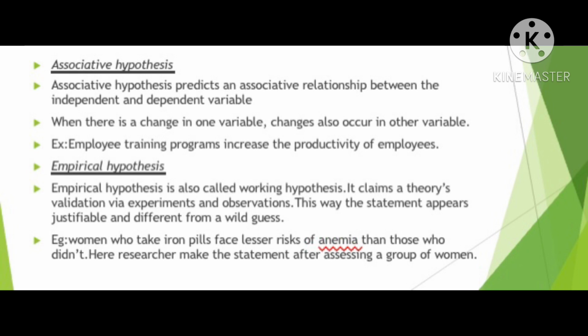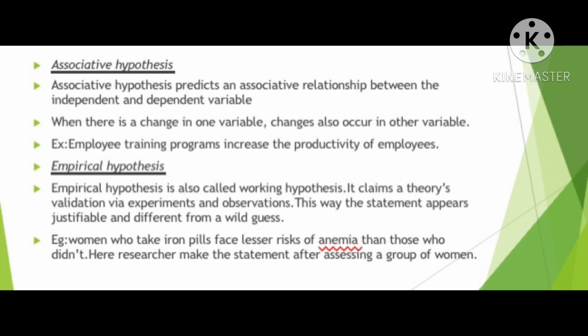For example, employee training program increases the productivity of employees. Which is the independent variable here? We are measuring the productivity of employees. So, the independent variable is productivity of the employees and the dependent variable is employee training program. So, both the variables are associative here.